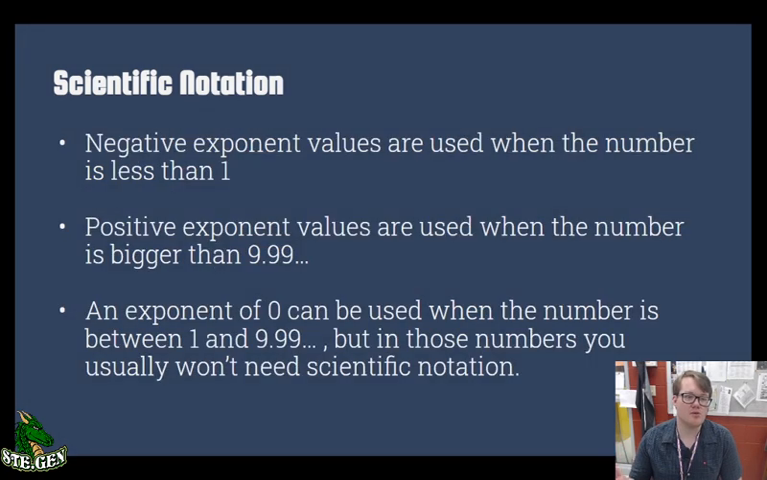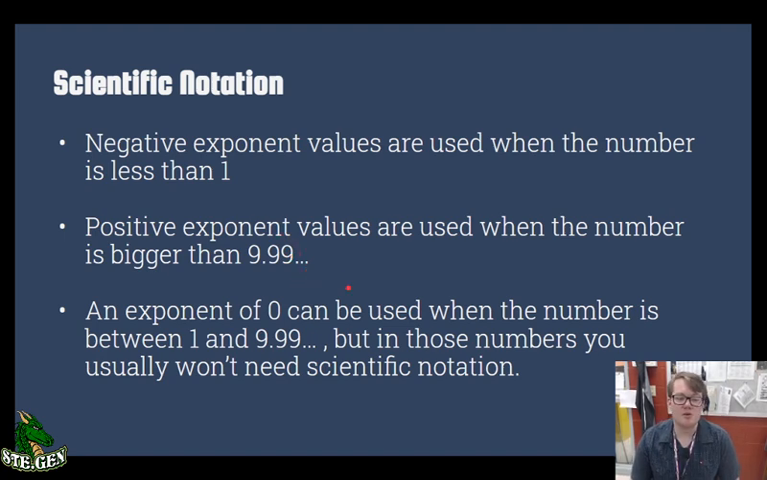So how do we use scientific notation? Well, negative exponent values are when a number is less than 1. So 1.0 times 10 to the negative 1 is the same thing as 0.1, which is less than 1. Negative exponent does not mean the number is negative. Positive exponents are used when the number is bigger than 9.99, repeating, so infinitely 9. So if it's 10 or higher, basically, you're dealing with a positive exponent.